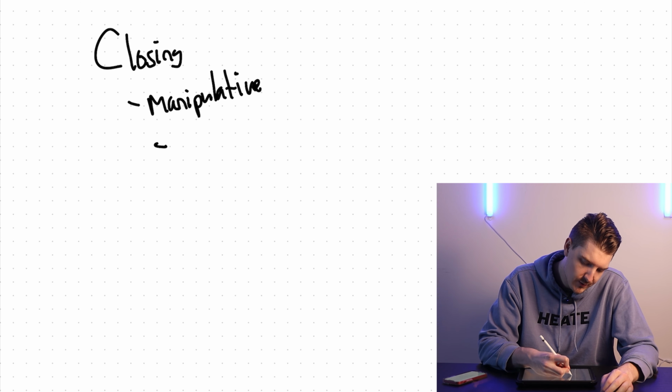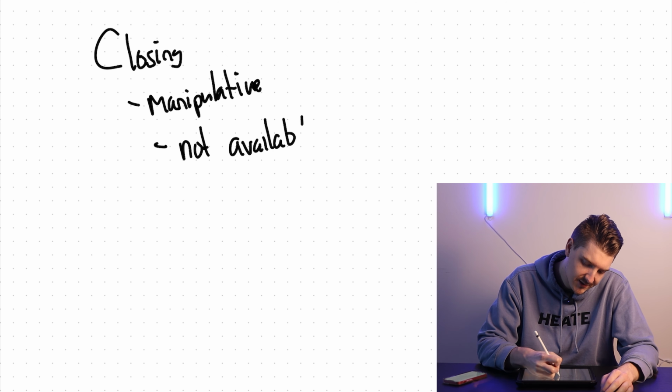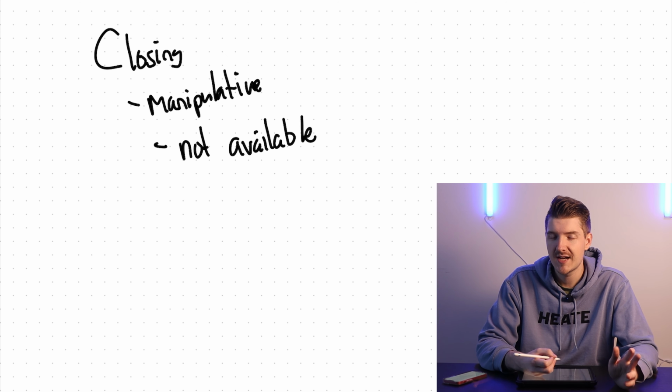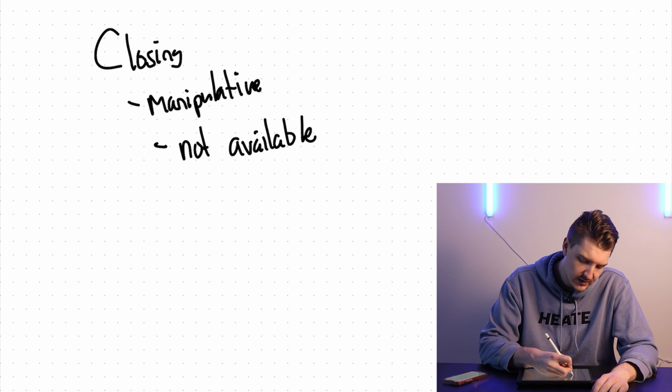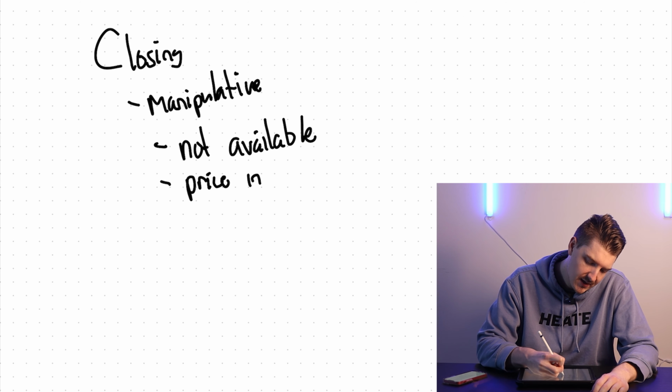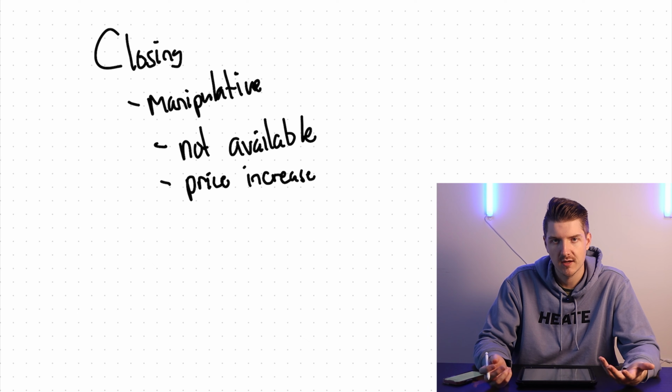So first up, you have not available. After 7 days, this product is not available. That's the strongest, right? You cannot buy this thing again. Then number 2 would be a price increase. After 7 days, this product will still be available, but you'll have to pay 20% extra the cost.